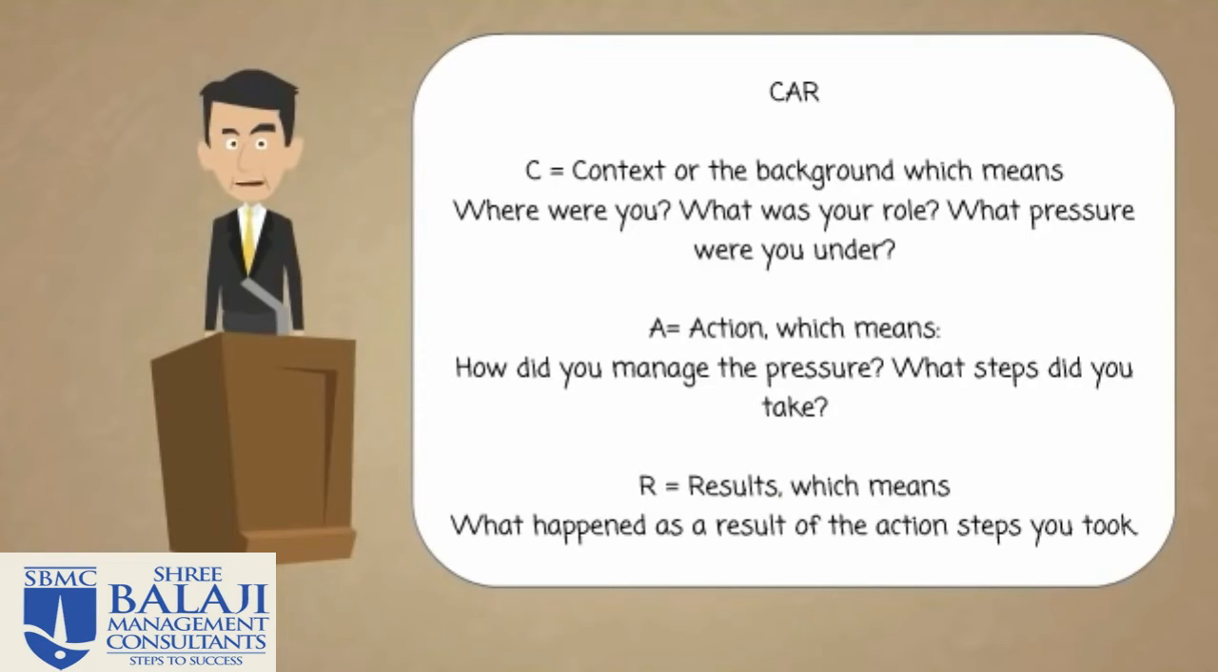So what does CAR stand for? The C stands for context or background, which means where were you, what was your role, and what pressure were you under? The A stands for action, which means how did you manage the pressure, what steps did you take? And the R stands for result, which means what happened as a result of the action steps that you took.